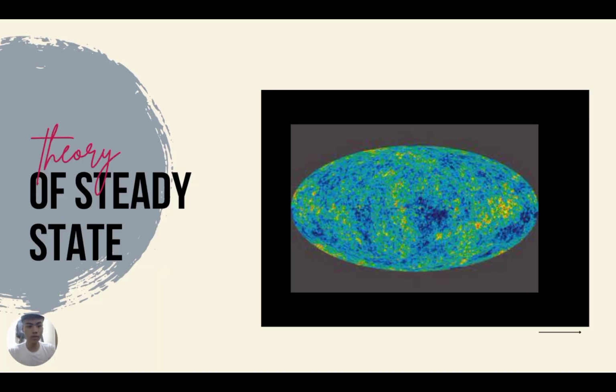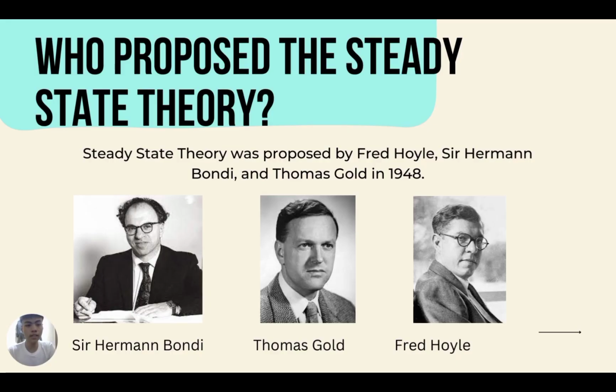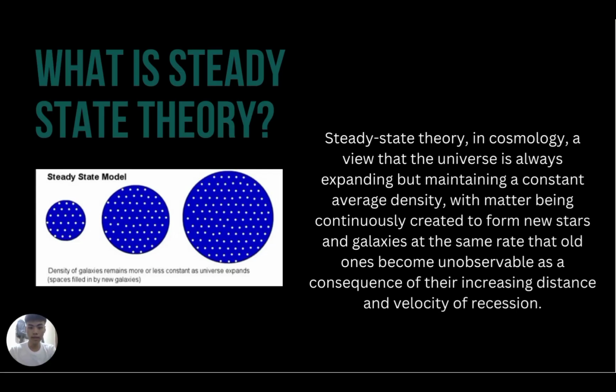Okay, the next one is the steady state theory. It is an elegant alternative to the Big Bang theory, describing the origin of the universe and its ultimate fate. It was very popular in the 1950s, but is now obsolete. Before that, let's discuss who proposed the steady state theory. It was proposed by these three men: Sir Hermann Bondi, Thomas Gold, and Fred Hoyle.